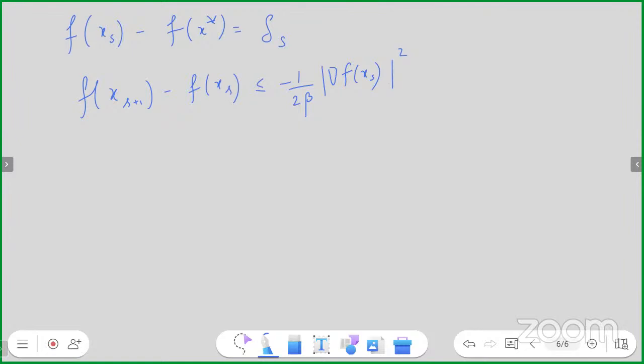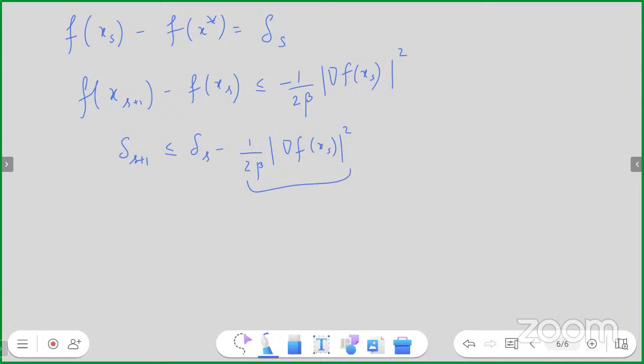What is the best relationship you can write? So this is trivial. Delta s plus 1 is less than delta s minus this quantity. Does everybody see this? This should be trivial. We just subtract f of x_s from both sides. Is it clear or not clear? Okay. Now, what can you do with this?